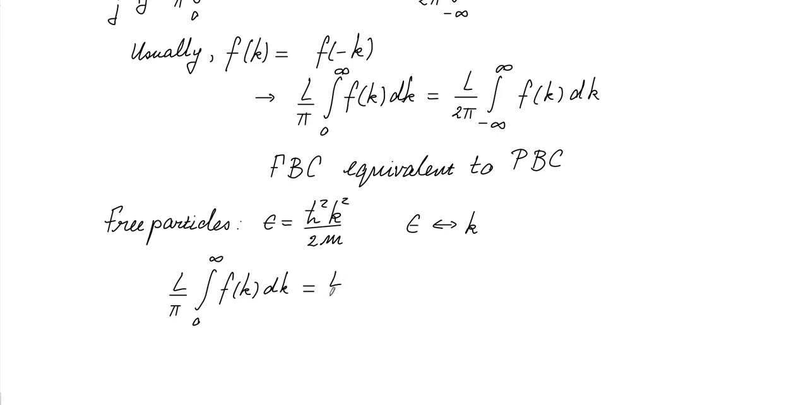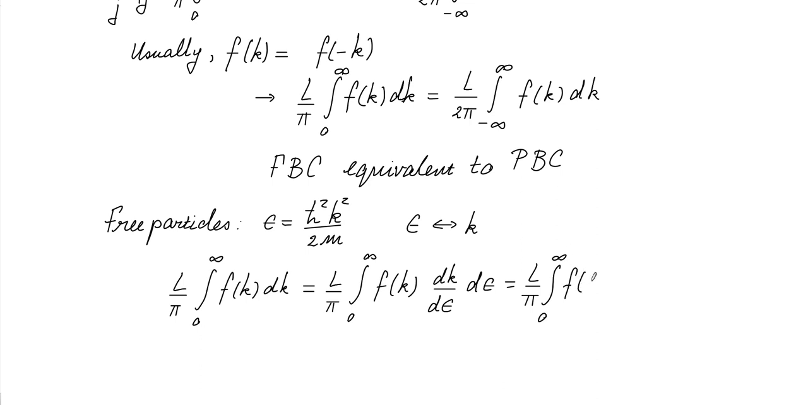We have L over pi and then an integral from 0 to infinity. Then we have our f of k. And then we can rewrite the dk as dk d epsilon times d epsilon, which invites us to write the f also as a function of epsilon. So we have f of epsilon, and then we have dk d epsilon, which from this relation is easily found to be 1 over h bar square root m over 2 epsilon d epsilon.